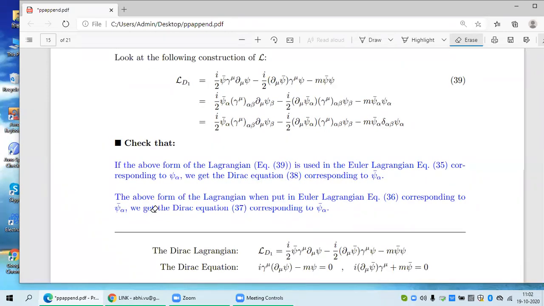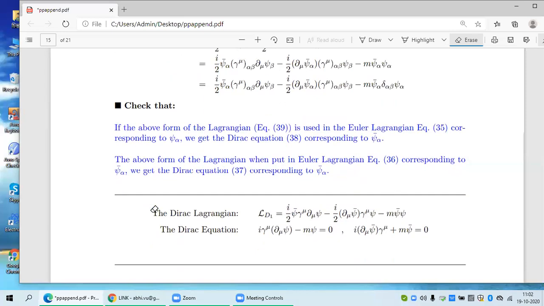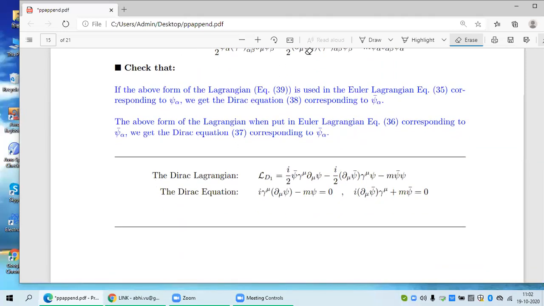Okay, so basically, this is the bird's eye view. The Dirac Lagrangian we derived is of this form. You can check that this Lagrangian is a single component object because all these products are matrices, but their orders are synchronized in such a way that the product is a 1 cross 1 matrix. And the Dirac equation is this.